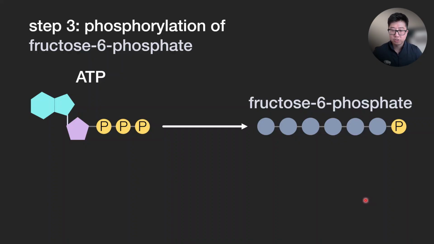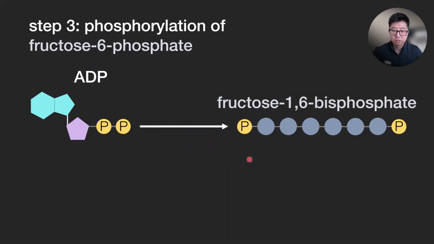phosphorylation. So much like the first step, the cell needs to invest a second ATP molecule, which donates another phosphate group to fructose 6-phosphate. As a result, fructose 6-phosphate becomes fructose 1,6-bisphosphate, and ATP is converted into ADP. This reaction is done by another kinase enzyme called phosphofructokinase 1, or PFK1 for short. This is actually one of the most important regulatory enzymes in glycolysis because it helps control the overall rate of glycolysis depending on the energy needs of the cell.